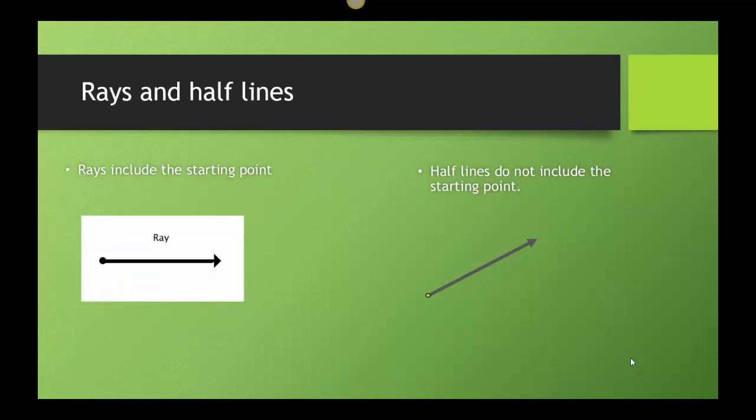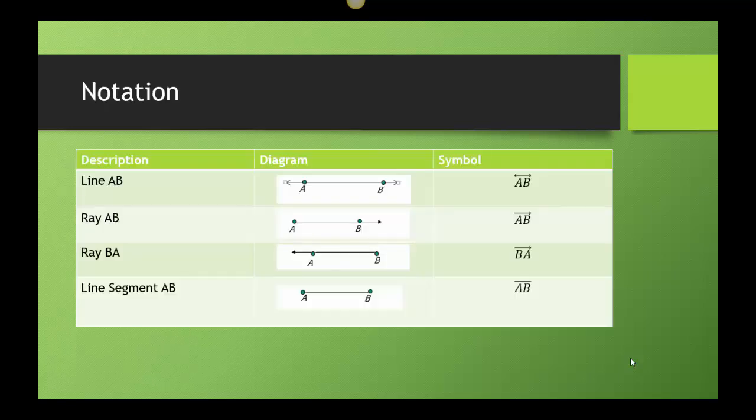So they're very close definitions here, and they look kind of the same, so really pay attention to the difference in what's going on. A ray has a starting point, and then it goes in one direction. So notice that darkened end point for the ray. A half line does not include the starting point, so it is open. So they look very similar, but the only difference is a ray includes the point, a half line does not.